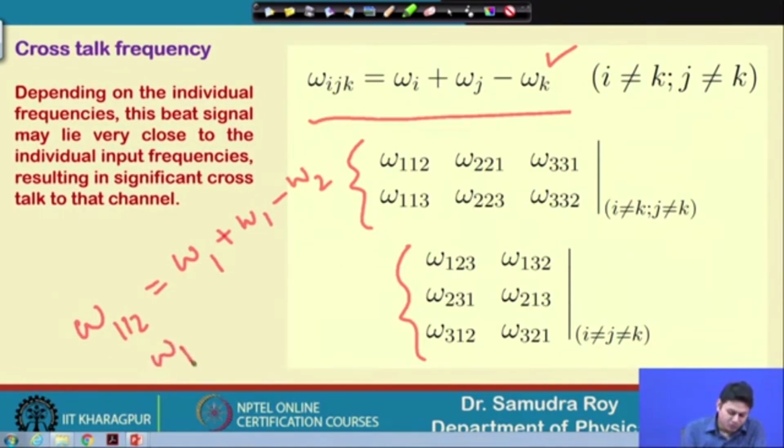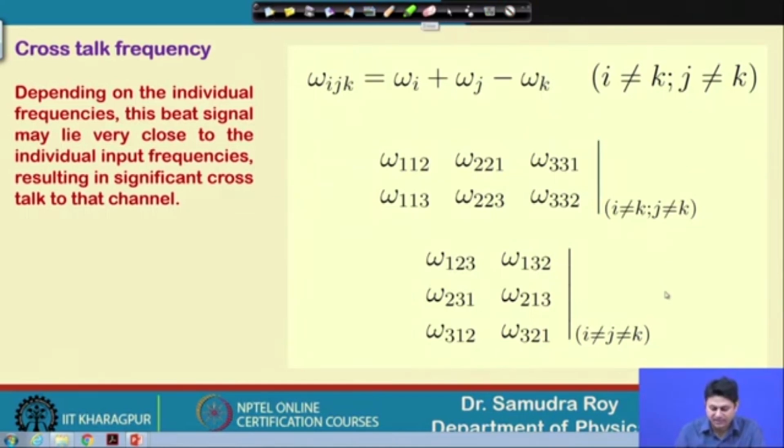But if I write 1 2 3, omega 1 2 3 is simply omega 1 plus omega 2 minus omega 3, and here i, j, k are all different. This is another combination of the frequency where these three frequencies are non-degenerate. So both degenerate and non-degenerate conditions are there, and based on that we can have 12 different frequencies.